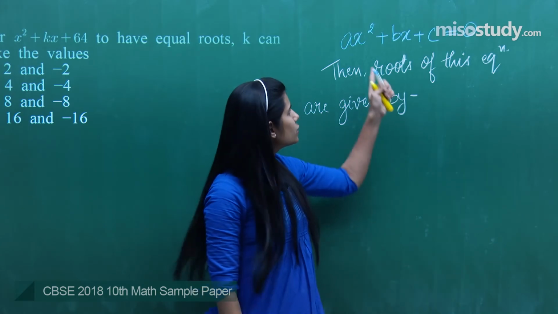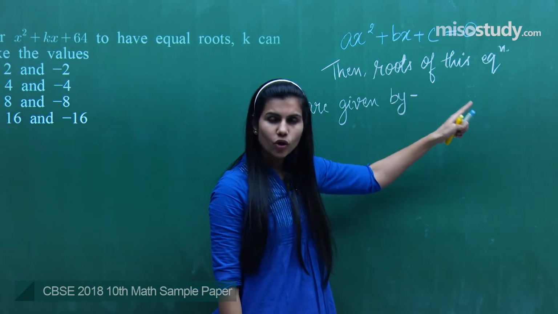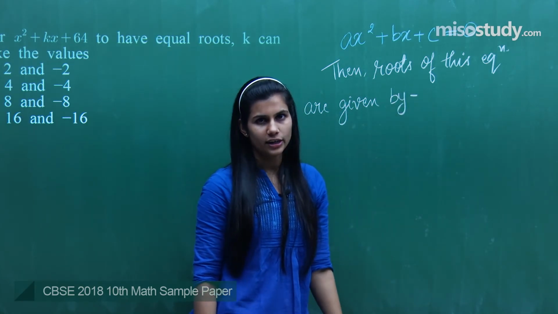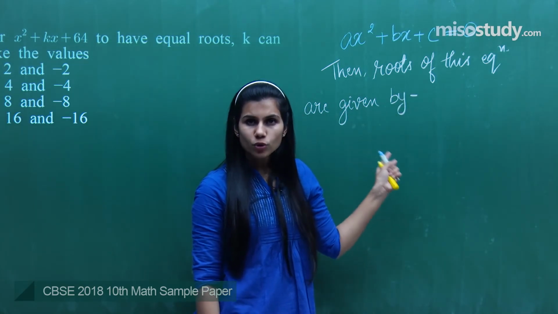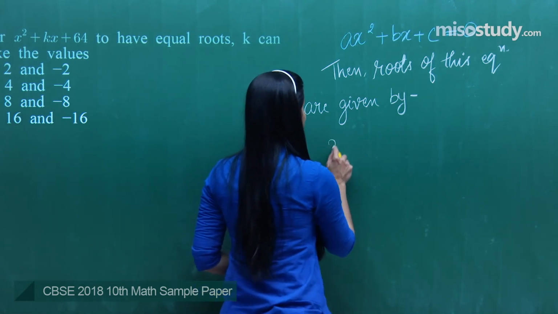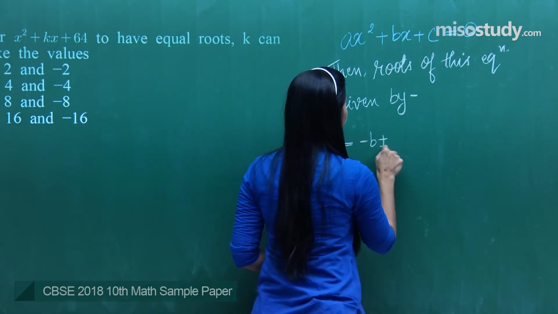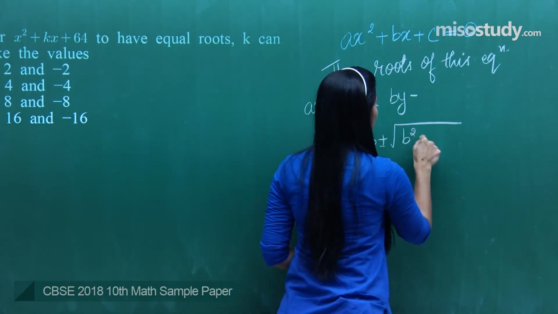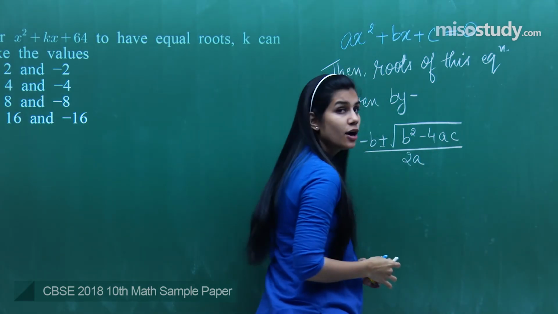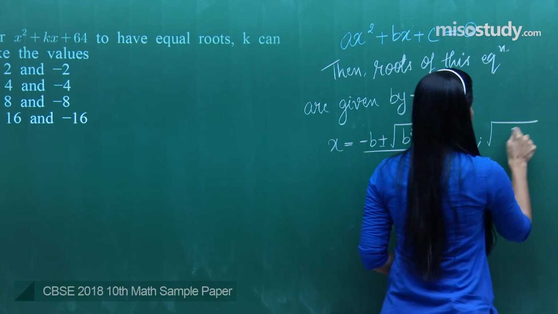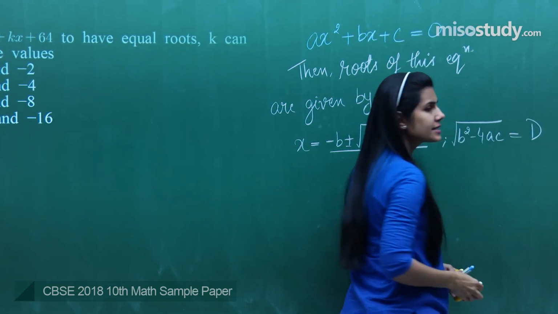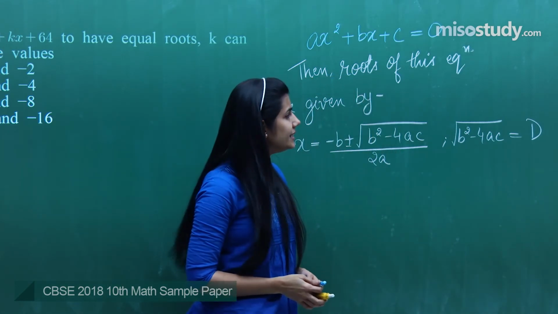Those values of x which, when you plug them in over here, give you 0 are the solutions or the roots of this quadratic equation. And the way to find the roots of this quadratic equation is through the Sridharacharya formula, which is x equals minus b plus minus under root b square minus 4ac upon 2a, where this under root b square minus 4ac is called the discriminant, denoted by D.